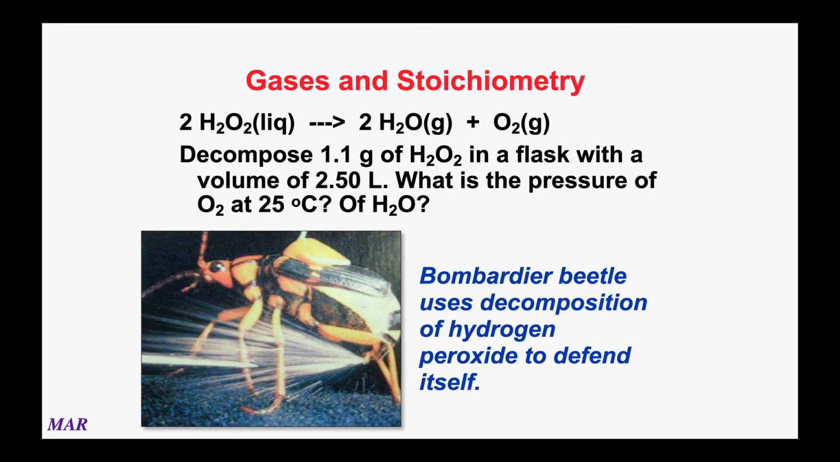But first, this is actually a practical problem. This bombardier beetle, and I don't know anything about insects, I'll be honest, but anyway, apparently this beetle uses the decomposition of hydrogen peroxide to spray its enemies, and it sprays out pretty well because all these gases being created just, I'm sure, shoot out like a hydrant. So that's kind of interesting unto itself.